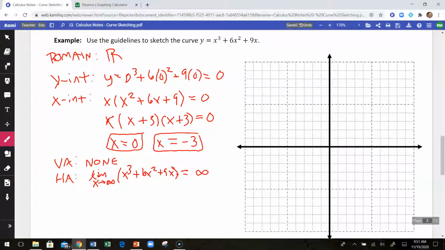So the original function tells us all of that information: domain, x and y intercepts, vertical asymptote, horizontal asymptote. I'm going to go ahead and plot some of that information. So I've got a y-intercept, also an x-intercept at 0, so I know that it's going to cross through at 0, 0. I also know that I have an x-intercept at -3.